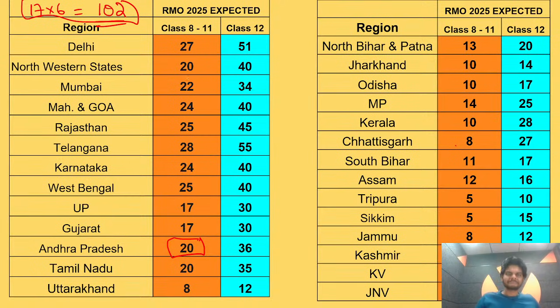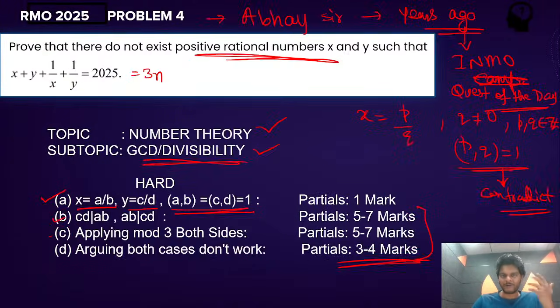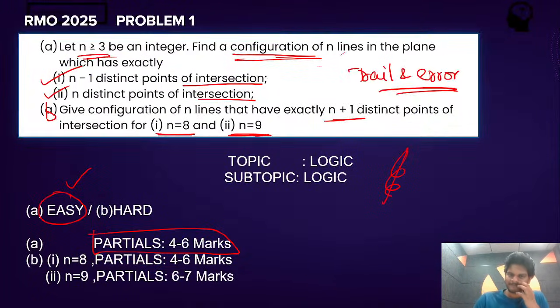Anyways, so this is about RMO. I just wanted to cover the questions and how this happens and everything, just to make sure I'm on track. That's all.